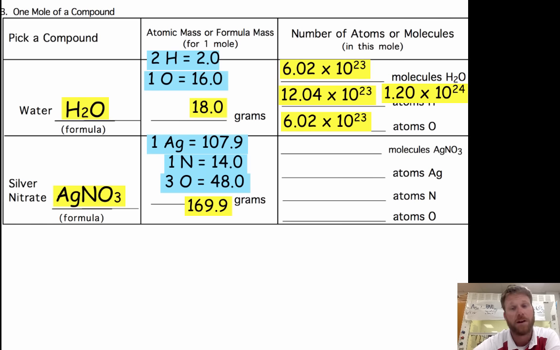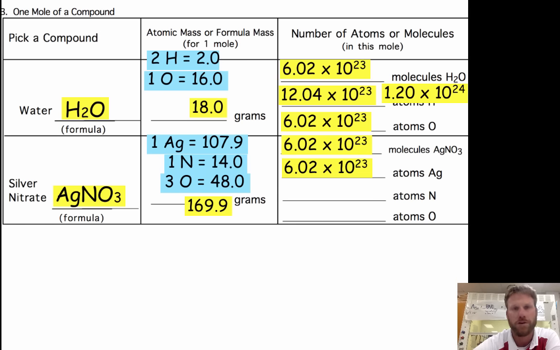So if I mass out 169.9 grams of silver nitrate, I will have a mole of silver nitrate, and therefore 6.02 times 10 to the 23rd molecules of silver nitrate. Every molecule of silver nitrate has one atom of silver. So if I have a mole of silver nitrate, I have 1 mole of silver atoms. So I have 6.02 times 10 to the 23rd silver atoms.